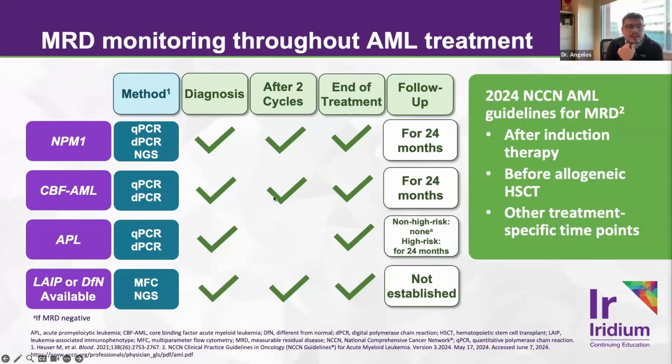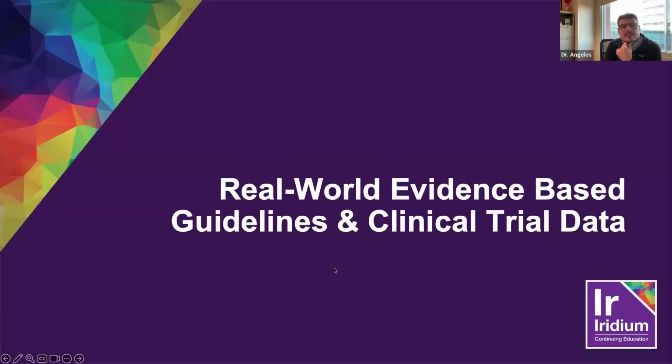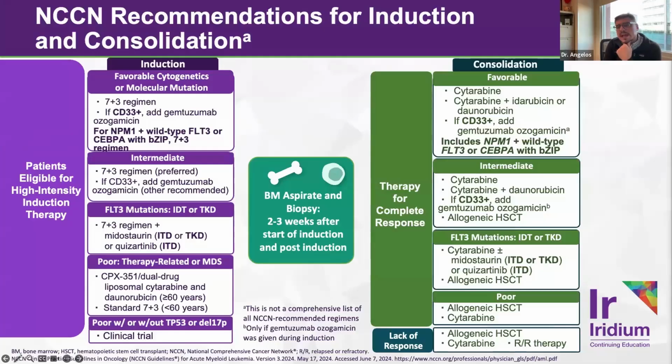And in general here, it's generally recommended that MRD testing should be pursued at least after cycle 1 or cycle 2 of treatment to discern whether that treatment is actually working and effective for that individual. And then, of course, at either end of treatment or immediately prior to performing an allogeneic stem cell transplant to consolidate a patient's remission.